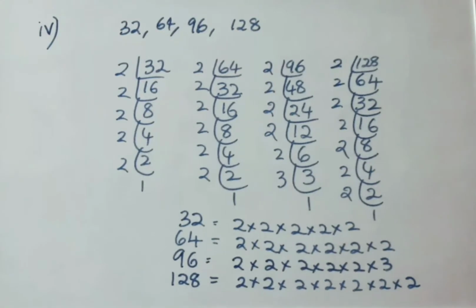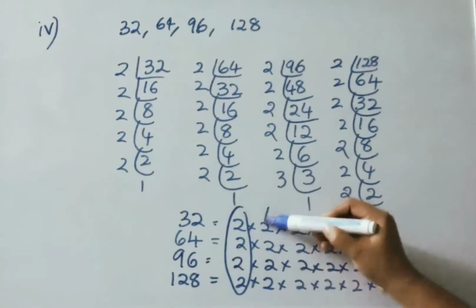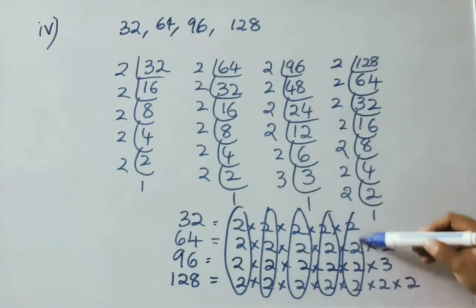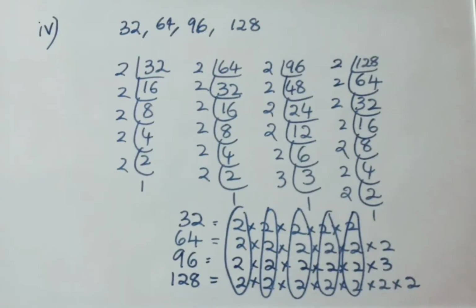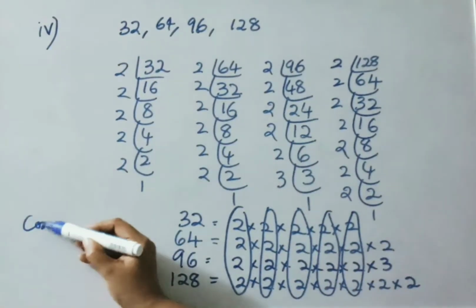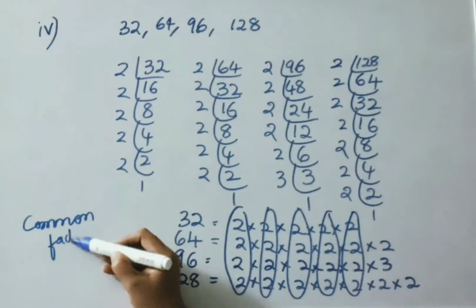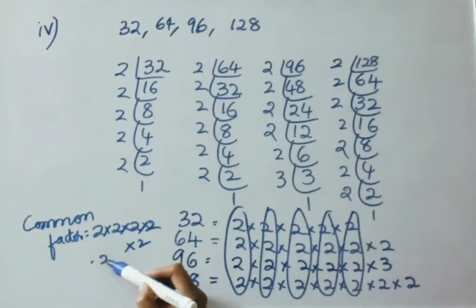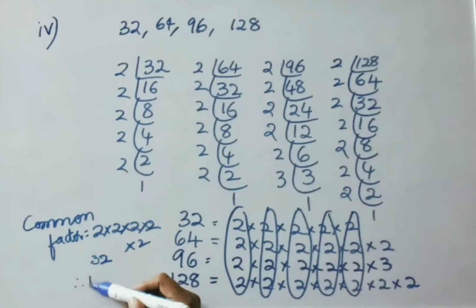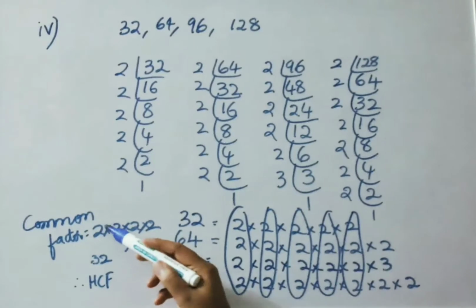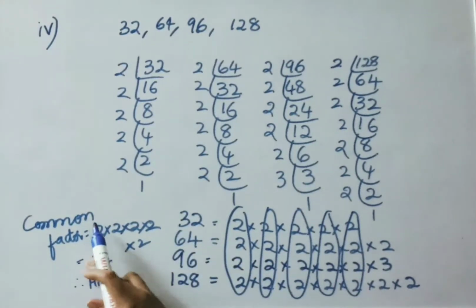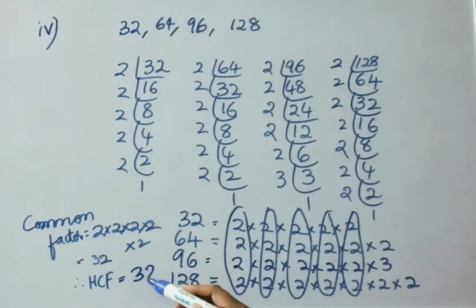Now let us take the common factors here. Common factors are 2 multiplied 5 times. So common factors 2 2s are 4, 4 2s are 8, 8 2s are 16, 16 2s are 32. So common factor is 32, therefore HCF equals to 32.